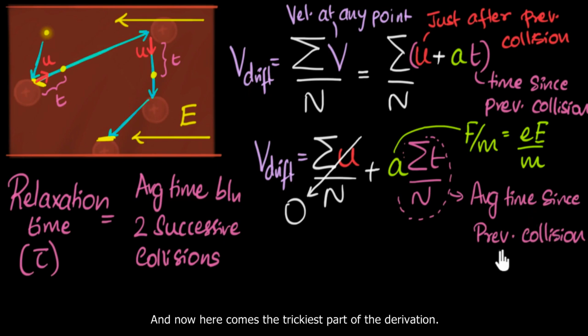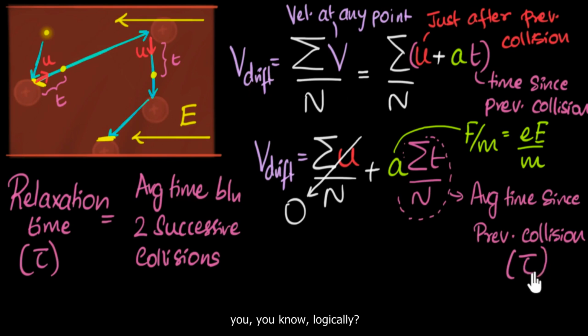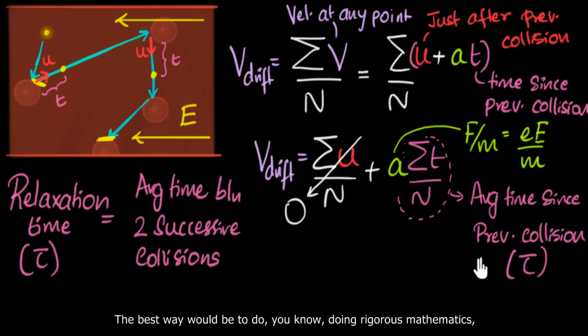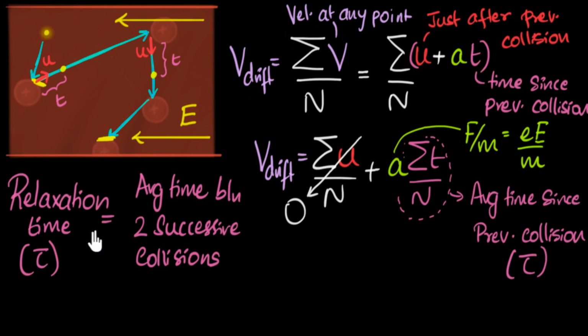And now here comes the trickiest part of the derivation. It turns out that this value, average time since previous collision, is exactly the same as the relaxation time. All right, it turns out to be exactly the same. Now I thought a lot about how I can convince you logically, but unfortunately it's not as simple. There's no simple way to actually see how this is true. The best way would be to do rigorous mathematics, which I definitely don't want to do in this video.